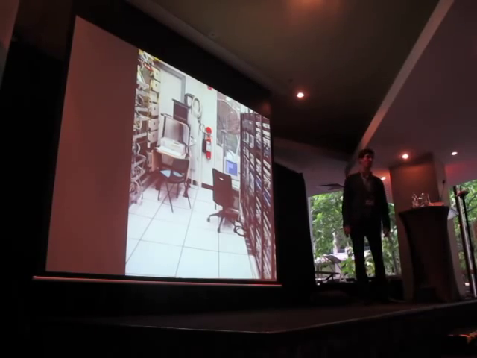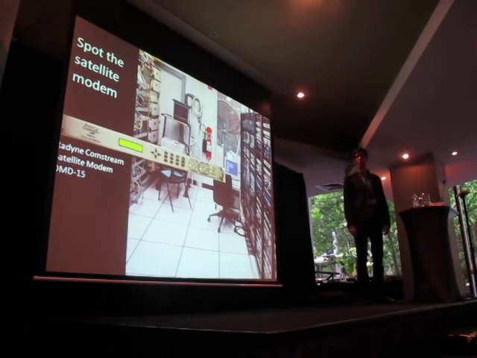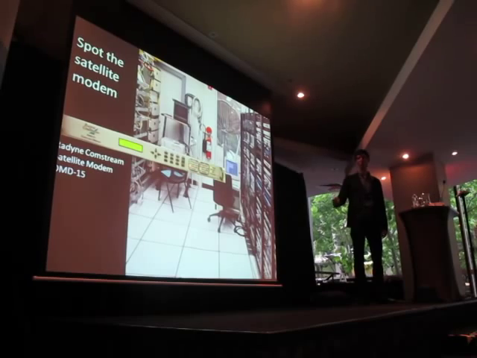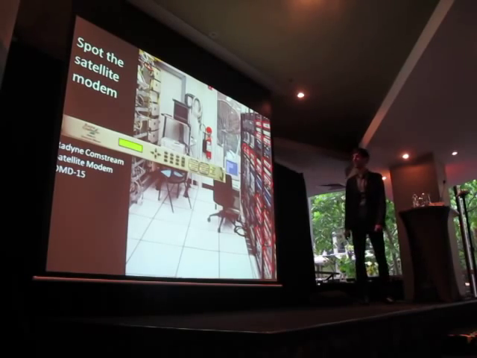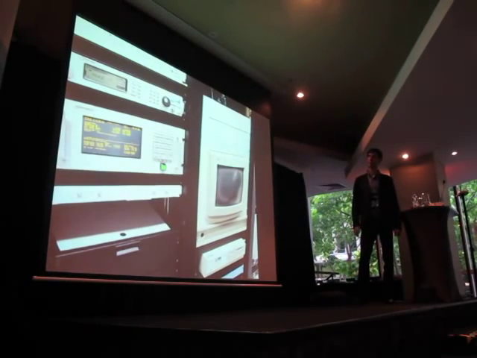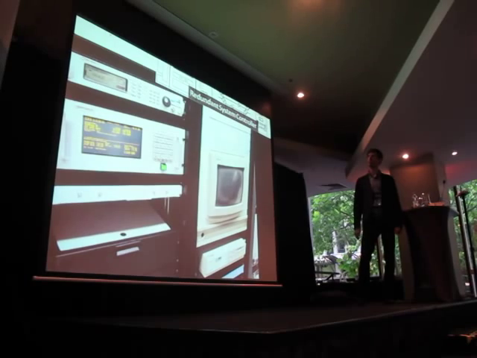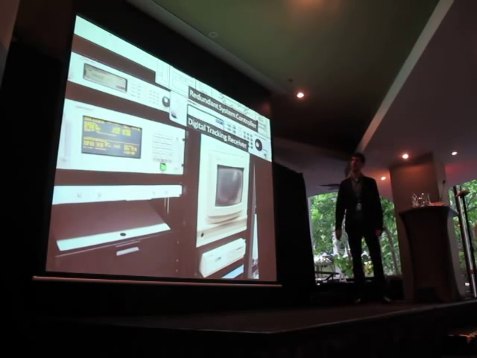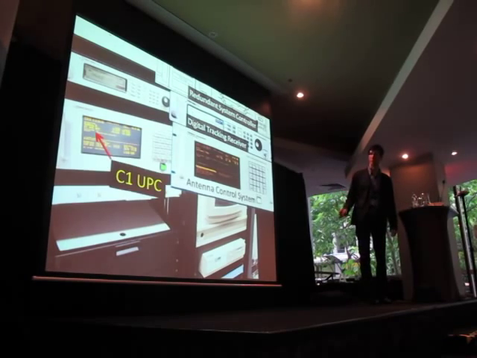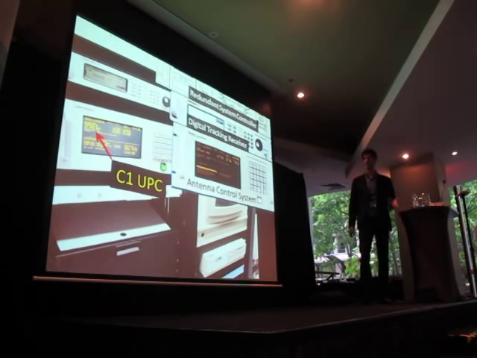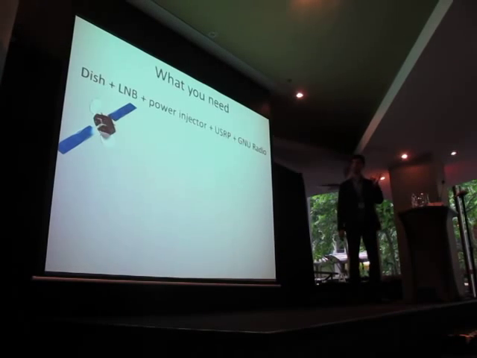So, let's play a game. Spot the satellite modem. This is quite a common satellite modem. It's the DMD15. They've got quite a few of them. Our picture, if you do a bit of poking around on Google, you can see clearly what kind of equipment they've got. This is tracking the satellite. If you look there, it actually is looking at the C1 satellite. It controls the dish to make sure it's properly aligned.